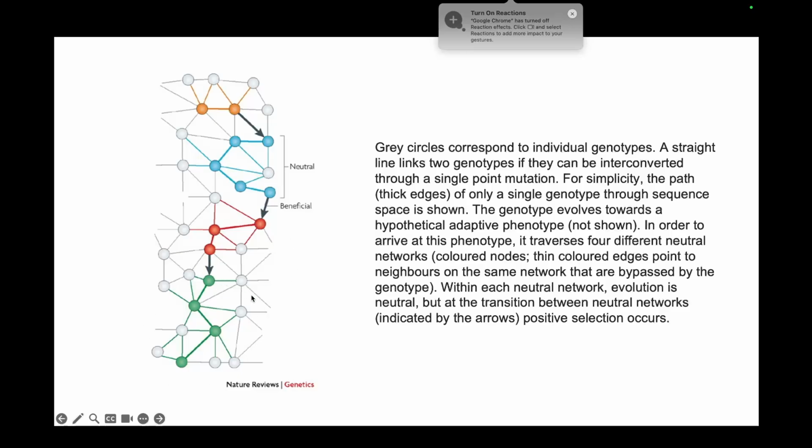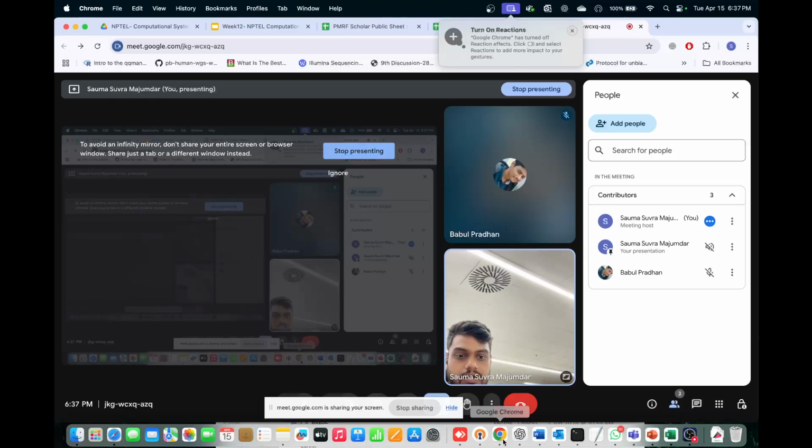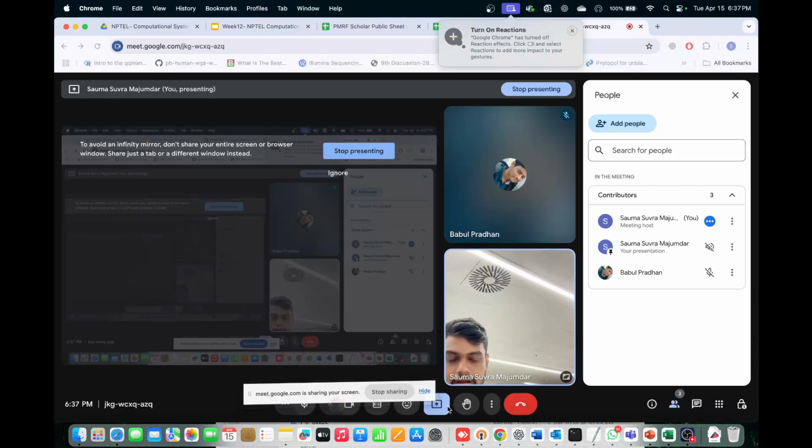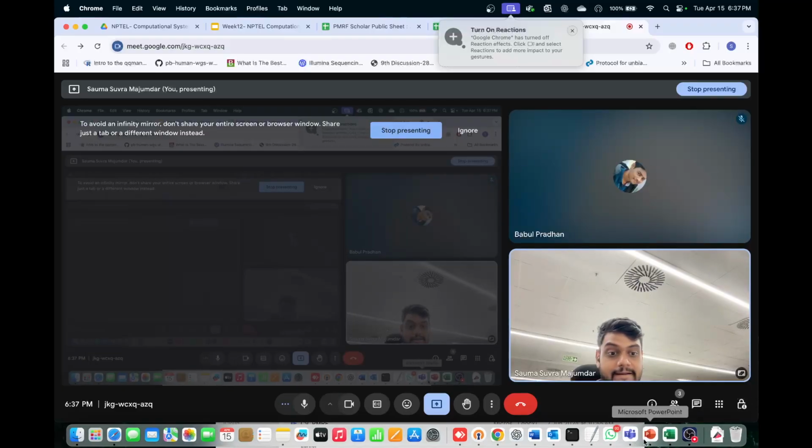So inside each of these modules, the... sorry, I just had to join.